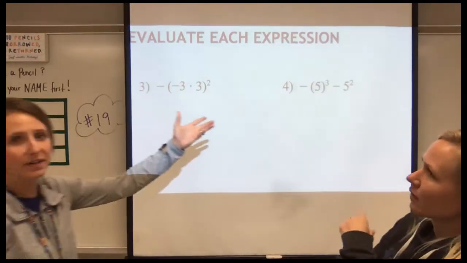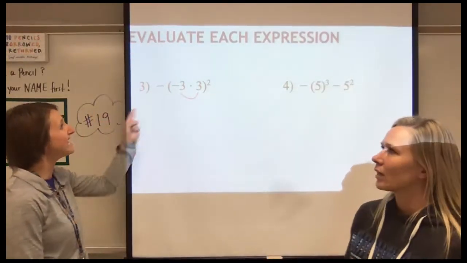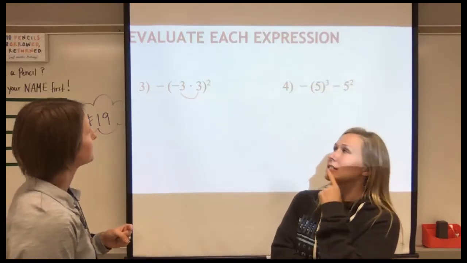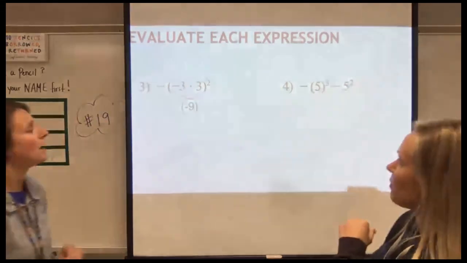Let's look at those grouping symbols. -3 times 3. Do the signs agree? Signs disagree here, so it's going to be negative. Negative 3 times 3? 9. Yep, negative 9.